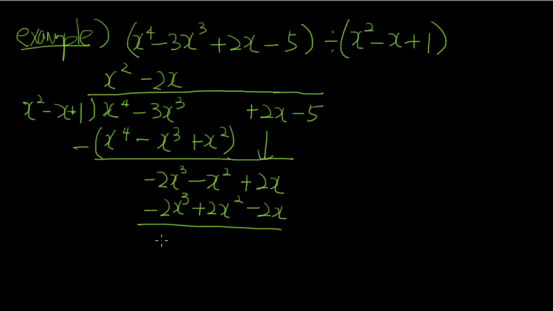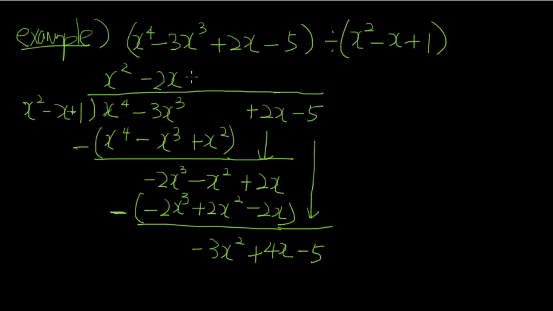All right, now what do we do? Same thing. I'm going to subtract. Parentheses, subtract. First term is going to go, negative x squared minus 2x squared. That would be negative 3x squared. Then 2x minus negative 2x becomes positive, so that becomes positive 4x. Now what do we do with this? We're going to bring this 5 down right there. So it'll be negative 5.